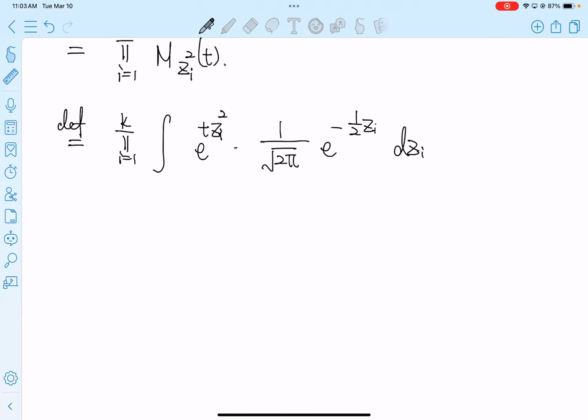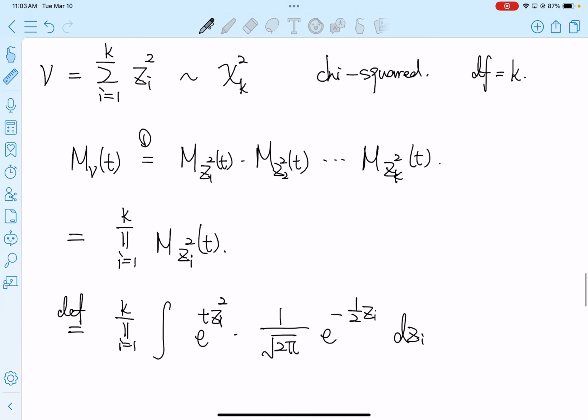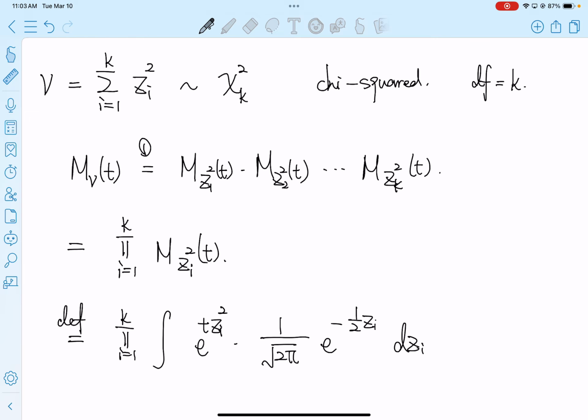Okay, so now we just need to manipulate in the following way. Any question up to this point? The first few lines are just using properties and definitions. Any question up to this point?